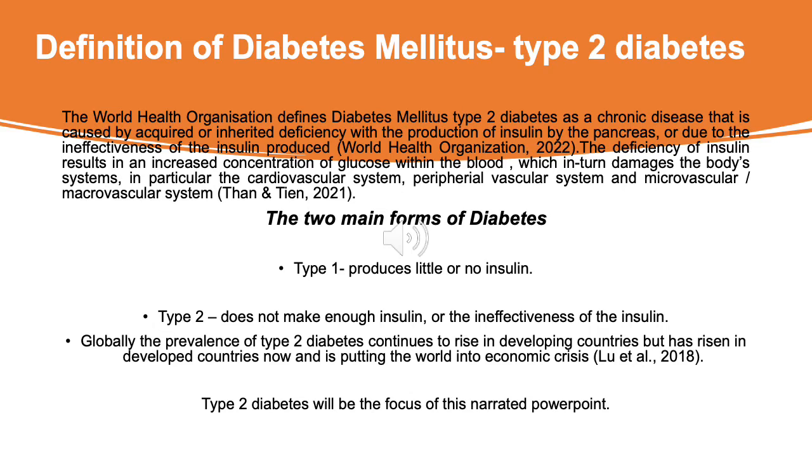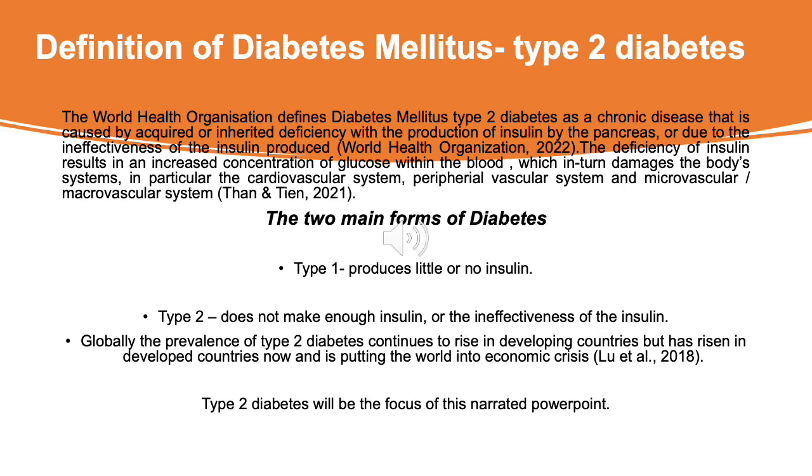Definition of diabetes mellitus, type 2 diabetes. The World Health Organization defines diabetes mellitus, type 2 diabetes, as a chronic disease that is caused by acquired or inherited deficiency with the production of insulin by the pancreas, or due to the ineffectiveness of the insulin produced. The deficiency of insulin results in an increased concentration of glucose within the blood, which in turn damages the body's systems, in particular the cardiovascular system, peripheral vascular system, and microvascular, macrovascular system.